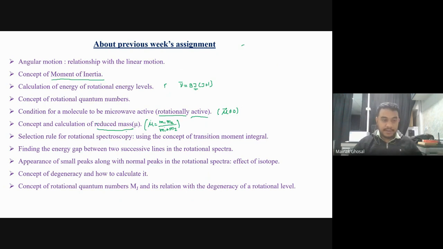Then the selection rule for rotational spectroscopy was discussed, and here the concept of the transition moment integral was introduced. We showed that this transition moment integral should be non-zero for any transition to happen, be it rotational, vibrational, or electronic. For any transition to happen, your transition moment integral should be non-zero.